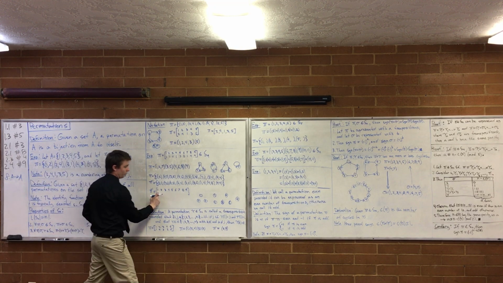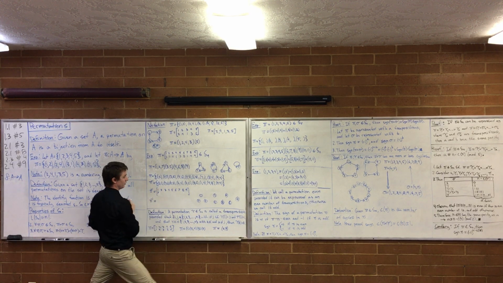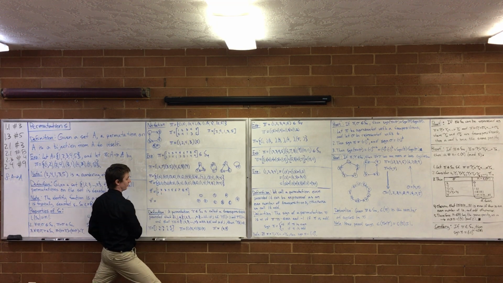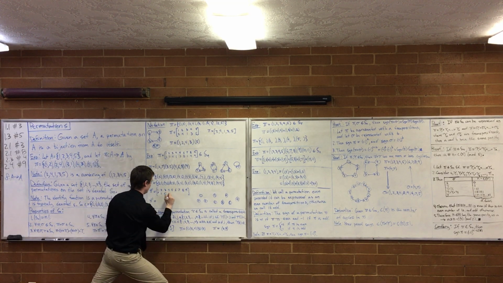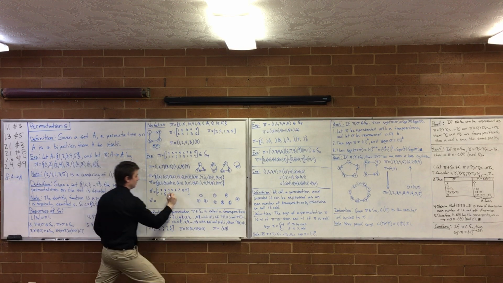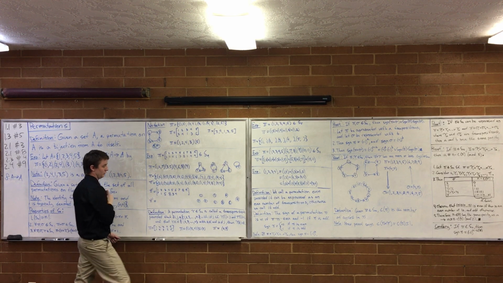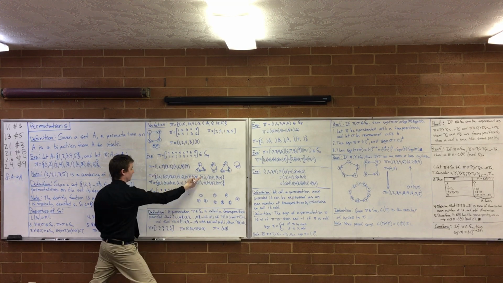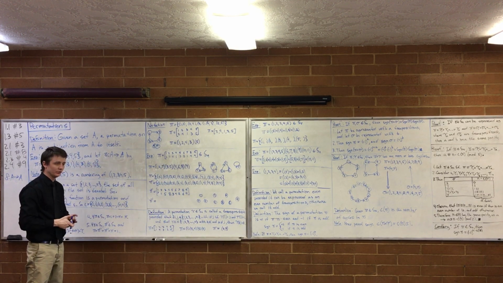So here's pi, here's its inverse. Now, let's fill out the table real quick. What does 1 go to? 7. What does 2 go to? 1. What does 3 go to? 5. What does 4 go to? 8. What does 5 go to? 3. What does 6 go to? 4. What does 7 go to? 7 goes to 2. You just have to look up here. And what does 8 go to? 6. And then what does 9 go to? 9.